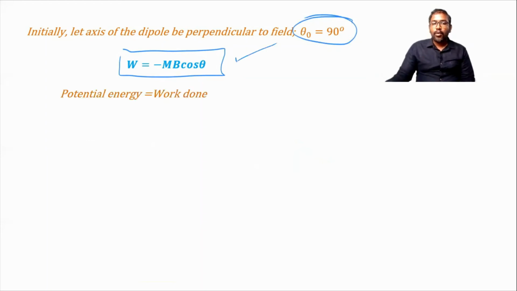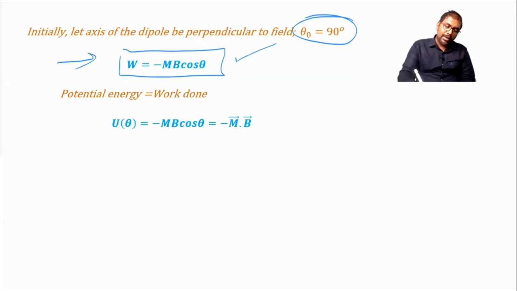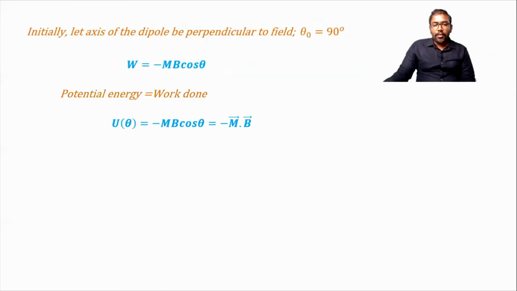Now after that, potential energy is equal to the work done. We already have the work done formula, so we can write potential energy is equal to minus mb cos theta. Or we can write, keeping the minus sign as it is, m bar dot b bar. This m bar dot b bar we can again expand like this. So here we get the formula of potential energy.